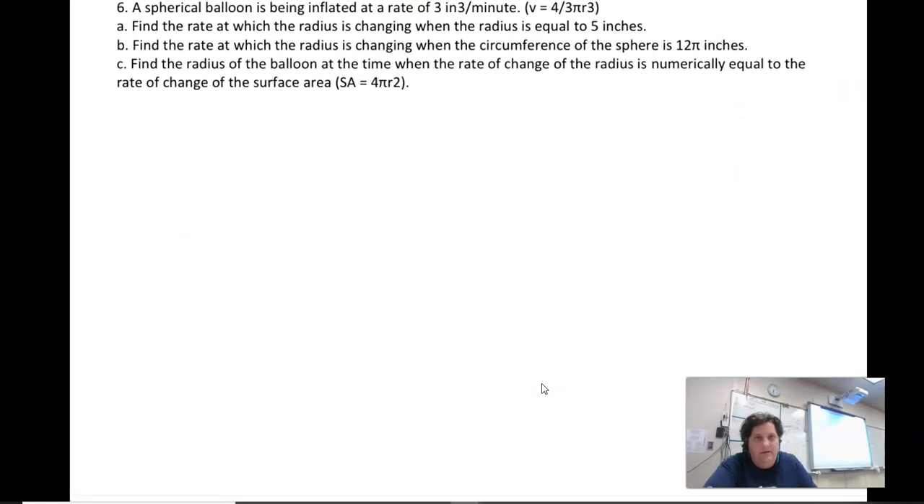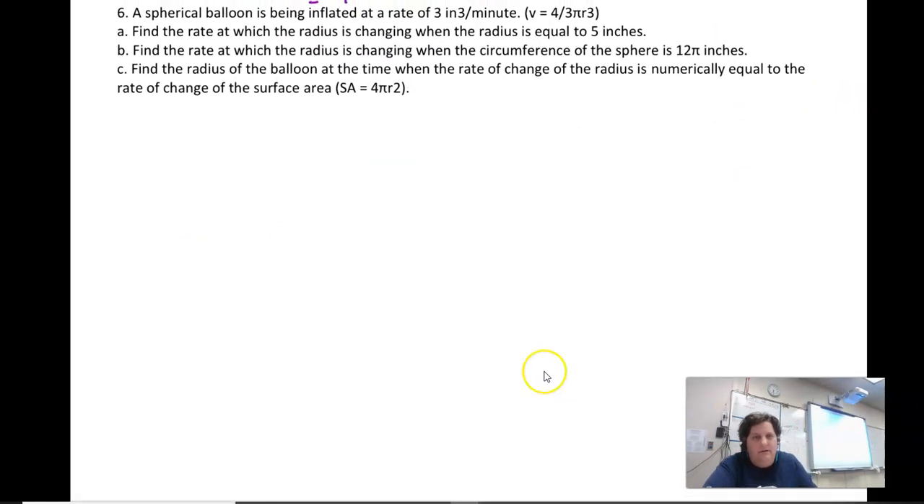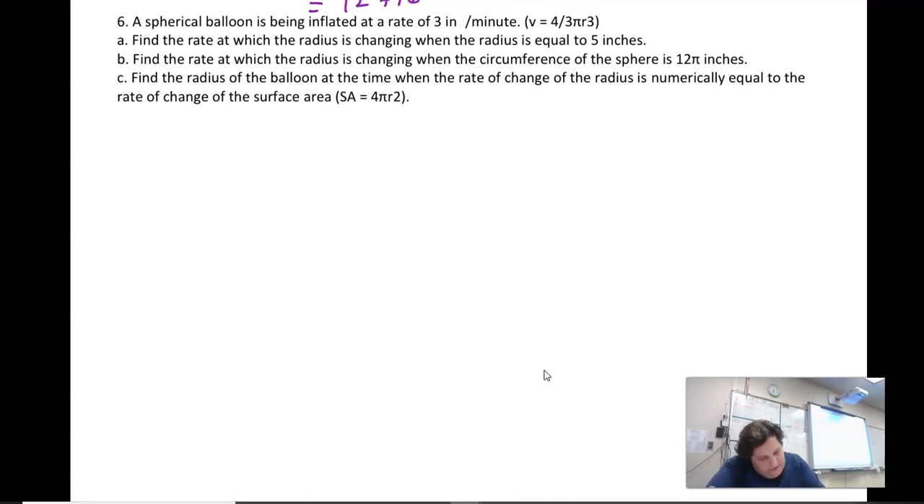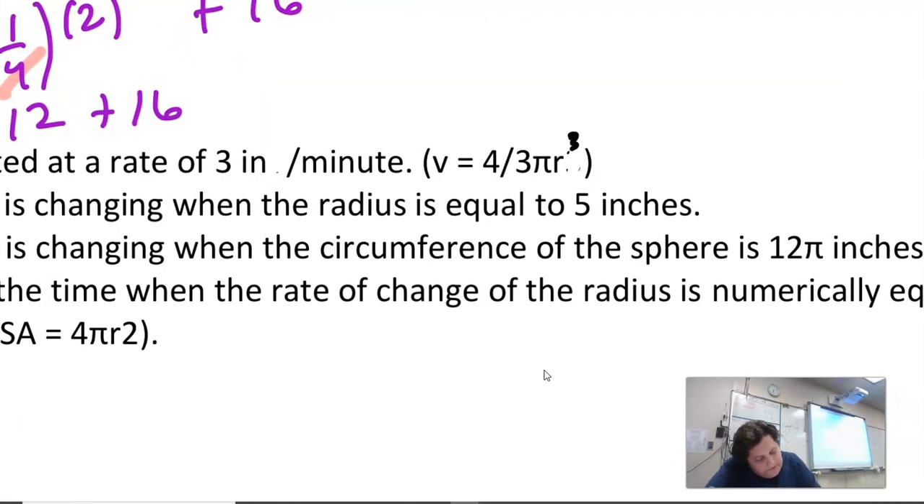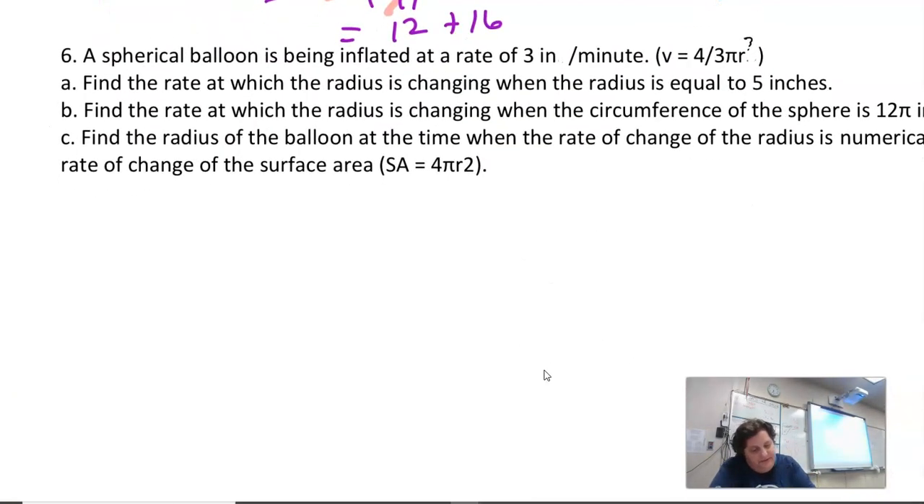Okay. And let's look at number 6. That is a typo. All right. And then this, you guys, is supposed to say pi r to the third. Some of the formats didn't keep. Okay. A spherical balloon is being inflated. Oh, I know why that 3 was there. Because it was 3 inches cubed. Okay, I gotta fix that.